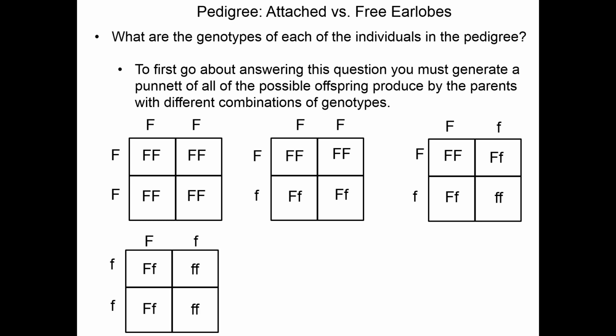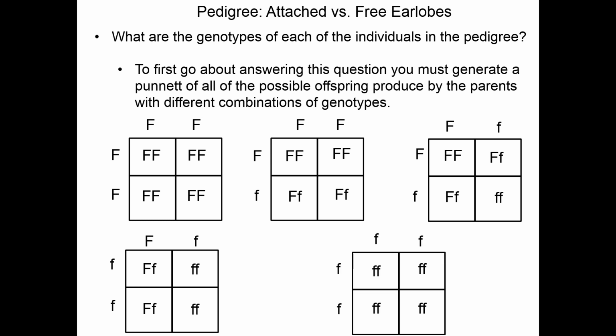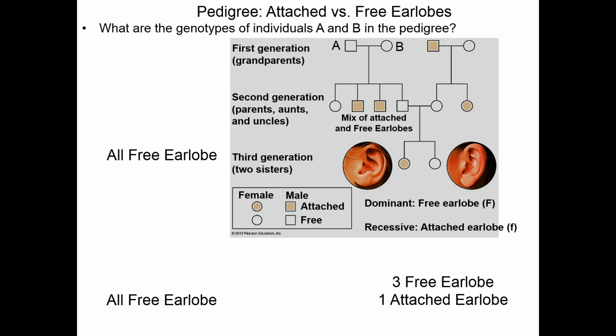Heterozygous and homozygous recessive: free earlobes crossed with an individual that has attached. Two individuals that have attached earlobes are going to have all their offspring have attached earlobes. Okay, so let's look at, in this pedigree, individuals A and B. By looking at the pedigree, you see that individuals A and B, grandpa and grandma, have both free earlobes. They're unshaded.